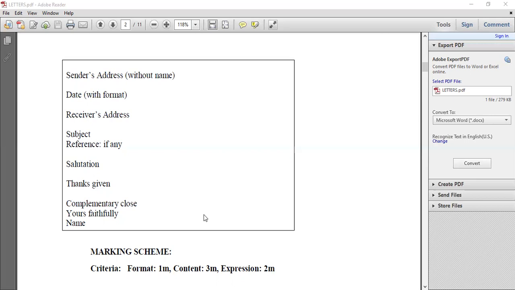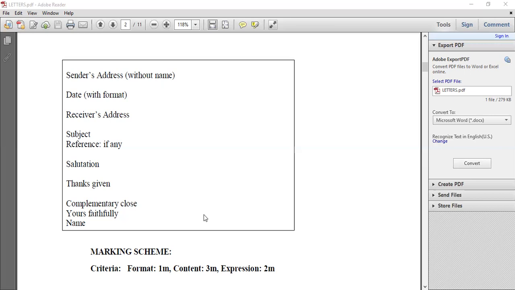Next to the date, we need to follow the receiver's address. And for the receiver's address, we are talking only about formal letters. Whenever we are writing formal letters, we have to write the receiver's address with definite articles. For an example, if you are writing a letter to the editor, we have to write "the editor". The definite article we have to write compulsorily because we are particularizing the things. So we have to mention the definite article before the designation.